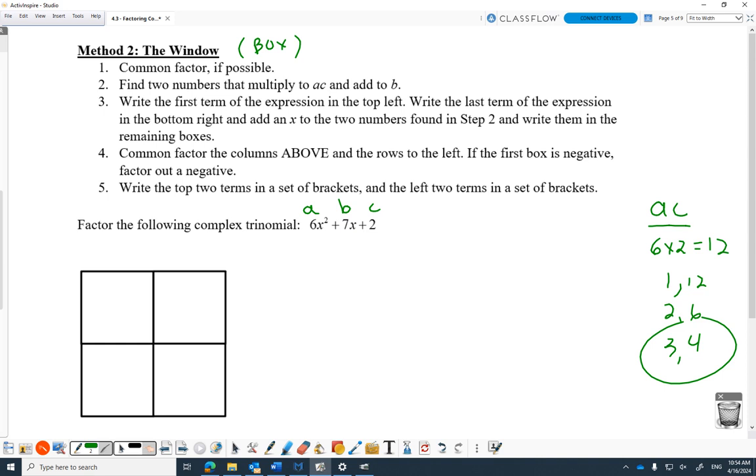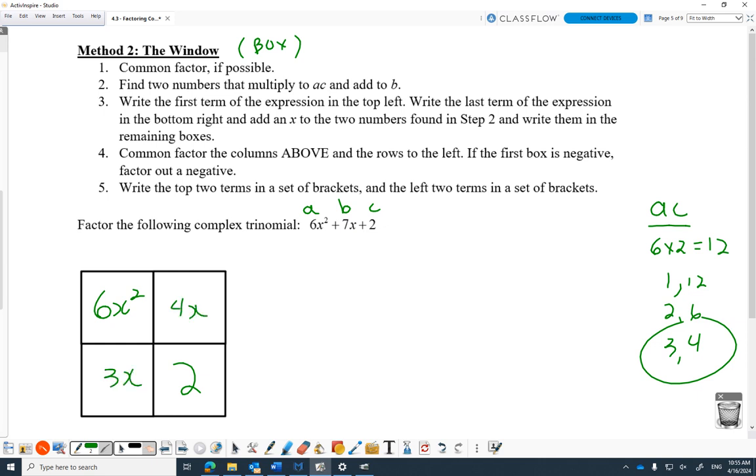Write the first term of the expression in the top left. Write 6x squared up here. Write the last term of the expression in the bottom right: 2. I'm not worried about those ones. I know 6x squared and 2. But the 7x, I'm not going to write 7x. I'm going to write it in two separate boxes based on this, 3x and 4x.